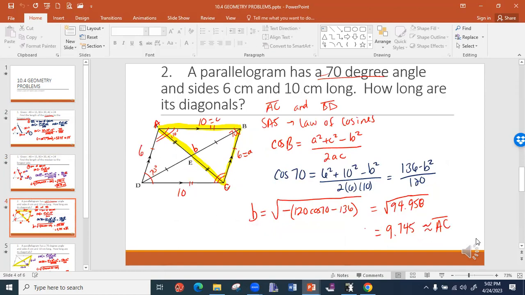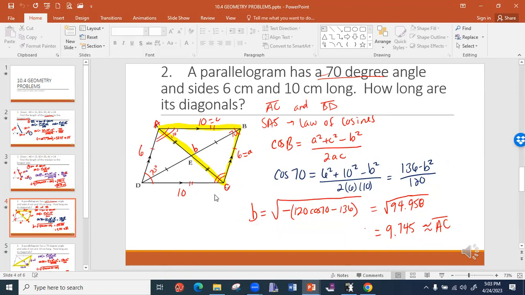On number two, it says a parallelogram has a 70-degree angle and sides 6 centimeters and 10 centimeters long. How long are the diagonals? So I labeled everything I knew about this parallelogram. I put in my sides.